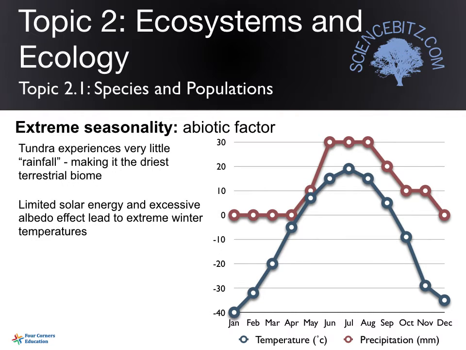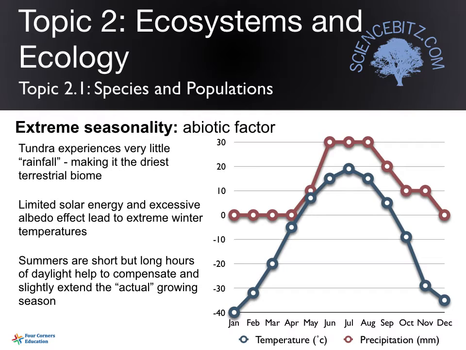So we've got limited solar energy with also this excessive, something called an albedo effect. The reason the temperatures are so low at those times is because the snow that's lying on the ground actually reflects back most of the light. So there's very, very little light absorption. What this leads to is very, very short summers, but long hours of daylight. So these long hours of daylight sort of offset it a little bit, but not fully. So the underlying abiotic factors that really limit this environment is, one, the amount of precipitation available, but much more importantly, the amount of sunlight that falls. That really limits photosynthesis.